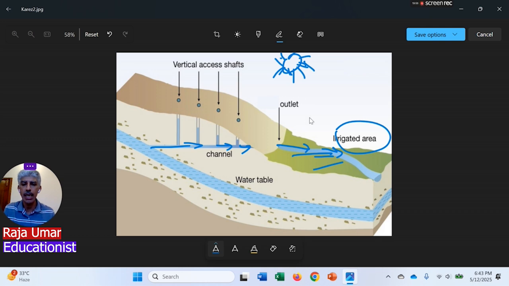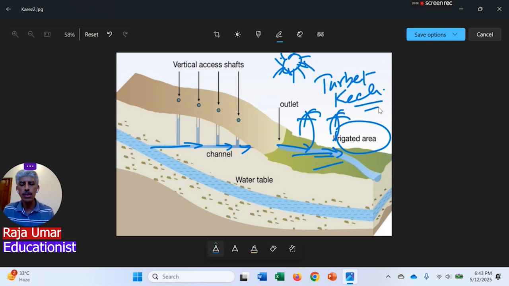And I tell you that in most of the areas they have planted date palm trees in the Turbat and Kech valleys, and those date farming areas are really very beneficial for Pakistan, as those dates are exported to many countries and Pakistan is able to earn a lot of foreign exchange. So this is how the Karez system works.